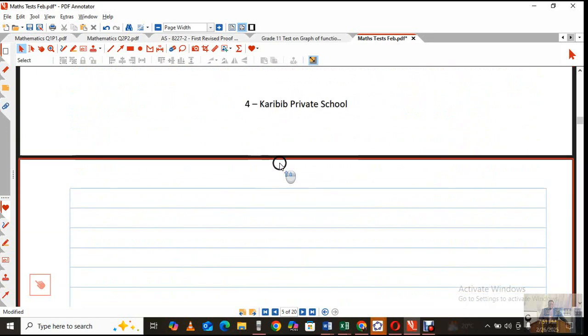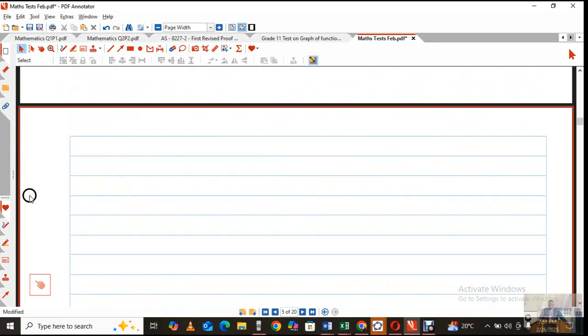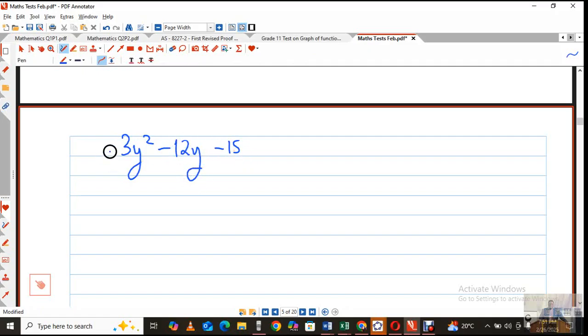So let's just take a different approach perhaps. So let's say we have 3y squared minus 12y minus 15. Of course, I can't say y equals because the 2 have nothing to do with that. So I'm going to say f of y, right? So what you can do, if you use this formula here, but now the formula naturally is minus b over 2a. This is what we refer to as the axis of symmetry, okay?